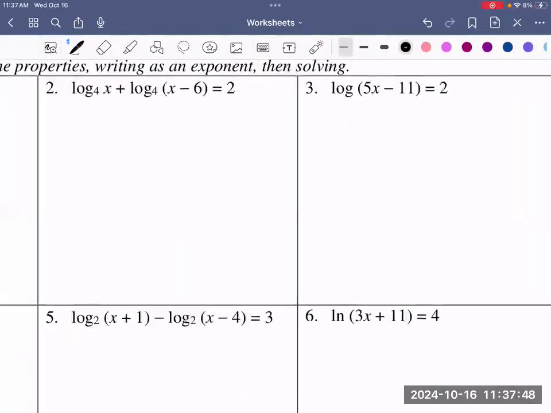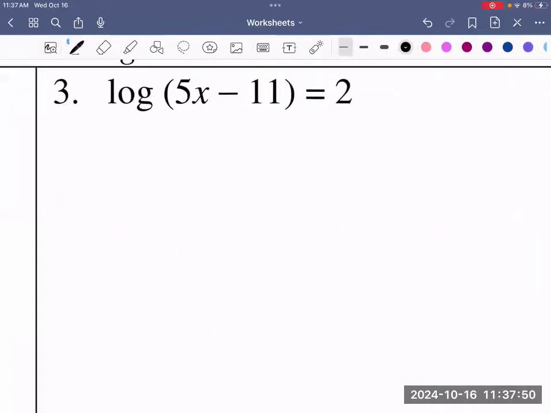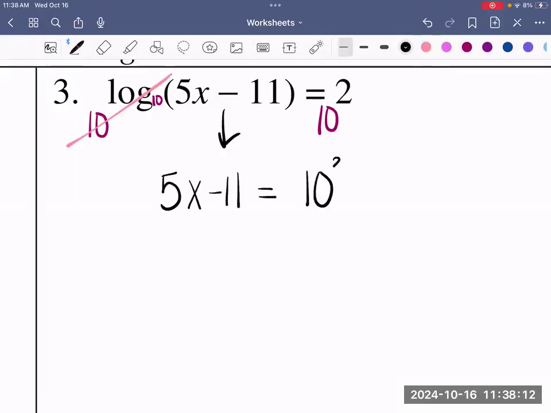I'll do one more. Let's do number 3. Again, we don't have a base here. This is called a common log, which we talked about last time, whose hidden base is actually 10. So if they don't write the base, it's assumed that this is a base of 10. So we write 10 on both sides. That allows us to cancel your log. That drops 5x minus 11 is equal to 10 squared, which is 100.